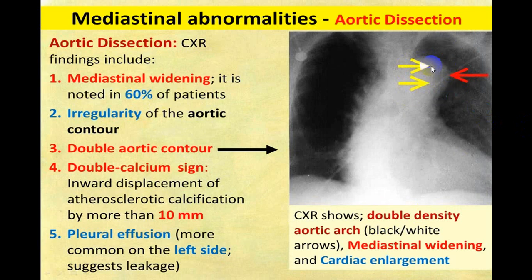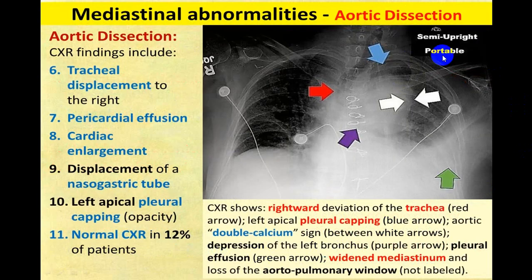And that is a double density shadow. You can see one line here and one line here. This is the aortic knob, and this is another shadow, and this is because of what we call the double density in the arch of aorta, and that is because of aortic dissection. Double aortic contour it is called, or double aortic shadow.